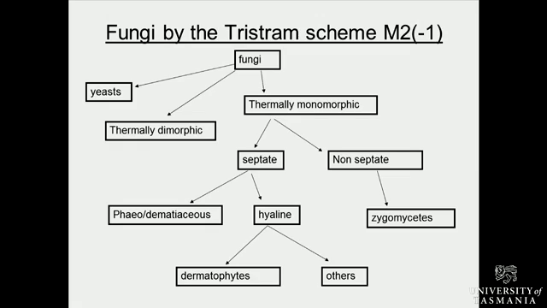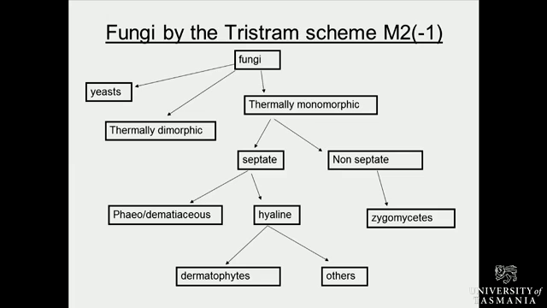So the default normal process is, oh, it's a mould, it's one of these, it's not one of those, therefore it's one of these. So most fungi by default end up being in this group. And they're septate purely because they're not non-septate.